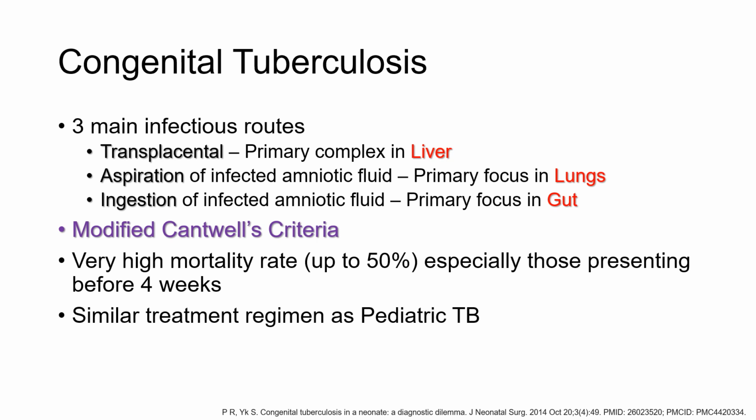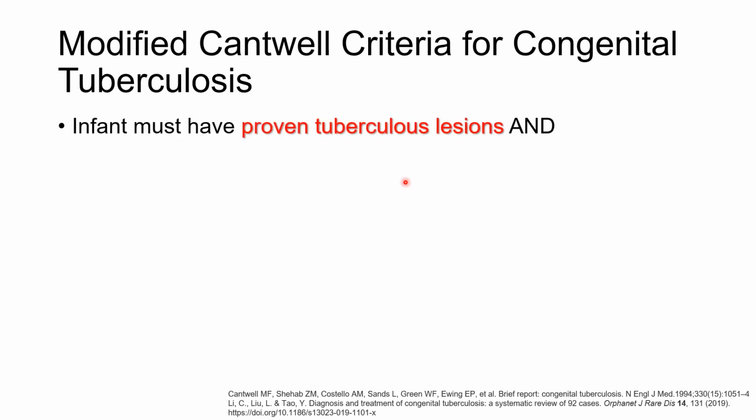Similar treatment regimen is followed for pediatric TB and congenital tuberculosis. What is modified Cantwell criteria for congenital tuberculosis? An infant must have a proven tuberculosis lesion. Lesion can be where? In the liver, in the lungs, or in the gut, depending upon the method of acquirement as we discussed in the previous slide.